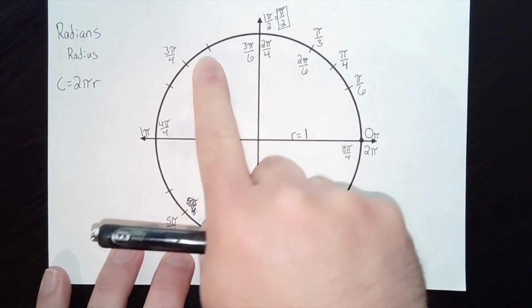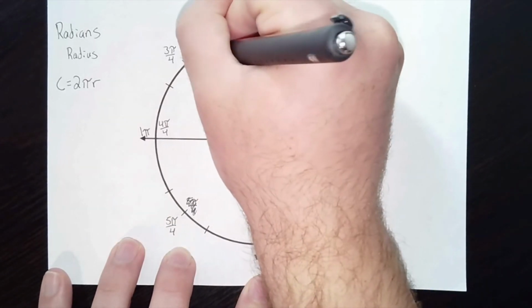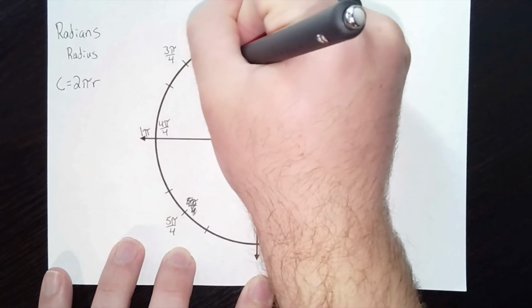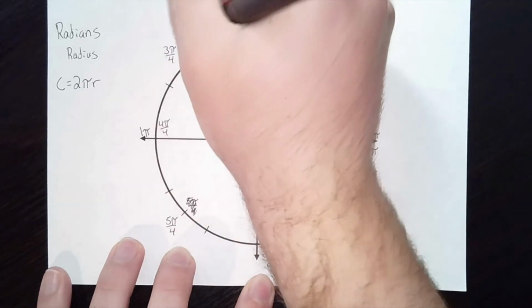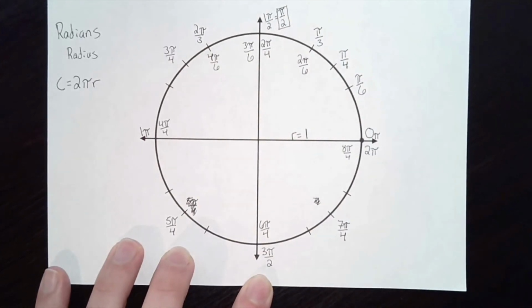Then I can go the next 30-degree jump, which is going to get me to 4 pi over 6. Well, 4 pi over 6 does reduce as well. Okay, 4 over 6 is the same as 2 over 3, so I'm going to call this 2 pi over 3.